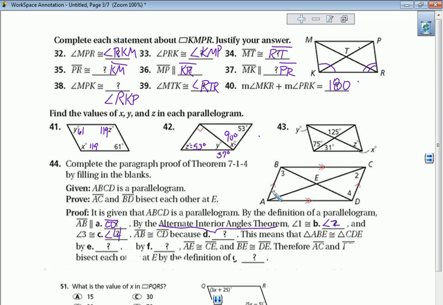Let's mark our picture and that'll help us see it. This is congruent to this, this is congruent to this. And oh, I skipped one. That's why. AB is congruent to CD. And how do we know that AB is congruent to CD? We know that opposite sides of a parallelogram must be congruent. So now we have this is congruent to the other by angle, side, angle.